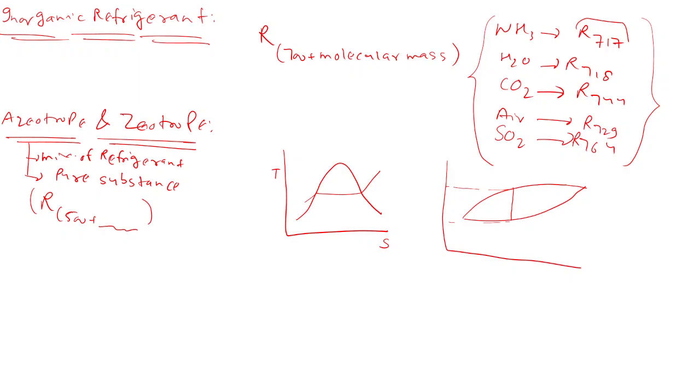Okay, and the same is also for zeotrope. Here also they will follow it. But what is the difference between azeotrope and zeotrope? A zeotrope is also a mixture of refrigerants, but it is not a pure substance. Its melting will not happen at a fixed temperature; it would be over a range of temperature. So an azeotrope is a pure substance, and a zeotrope is the same thing, but not a pure substance.